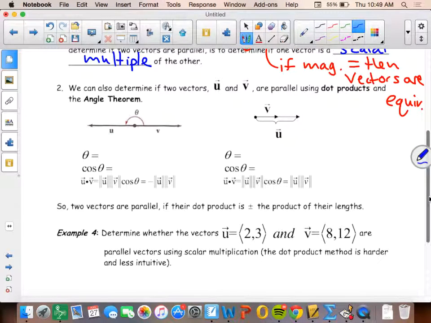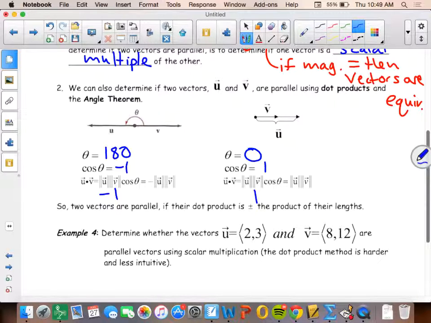We can also determine if two vectors u and v are parallel using dot products and the angle theorem. Because if two vectors are parallel, the angle between them is either going to be 0 or 180. What's going to happen is that cosine of that angle either equals -1 or +1.